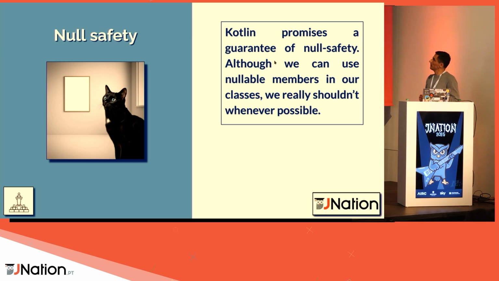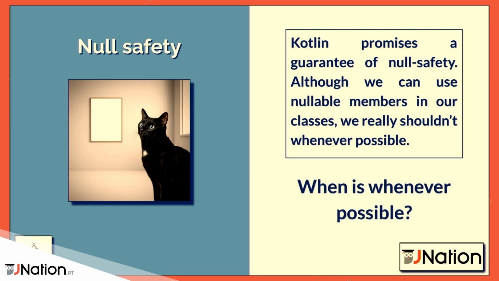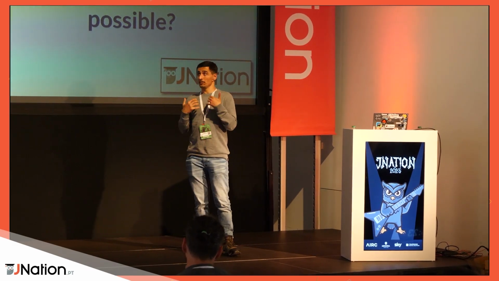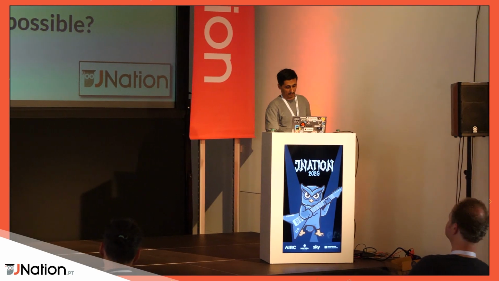So what I want to talk about now in this topic is null safety. Kotlin promises a guarantee of null safety. Although we can use nullable members in our classes, we really shouldn't whenever possible. So the idea is that we don't want to deal with null pointer exceptions. We don't want to deal with null values in Kotlin. And so Kotlin promises null safety for that. When we are combining that with using Spring, we can get some surprises. And one of them is the one I want to talk about right now.